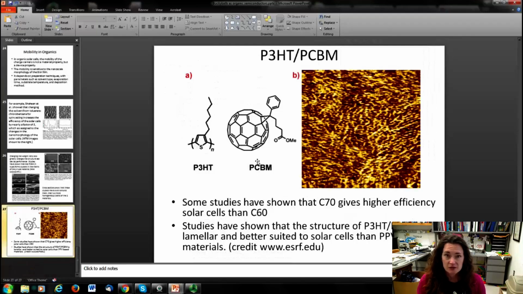And then finally, some studies have shown that switching up whether you use C60 or C70 gives higher efficiency solar cells. So studies have shown that the structure of this blend is lamellar, better suited to solar cells than the PPV-based materials. So there you go. So the structure of the bulk heterojunction affects everything.